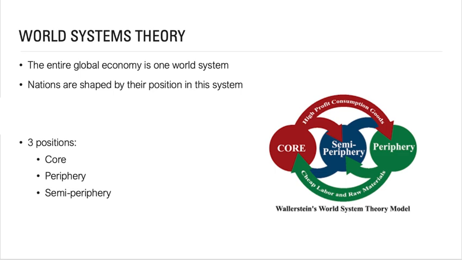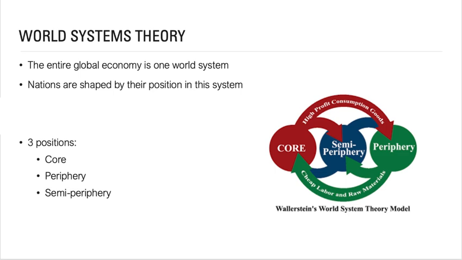Let's describe each category. So the core has industrialized capitalist countries that tend to be stable, democratic, relatively autonomous in terms of politics, and they control most wealth, technology, power, and resources globally. And their economies tend to be service-based and manufacturing-based.